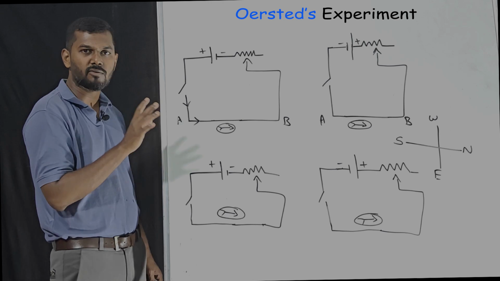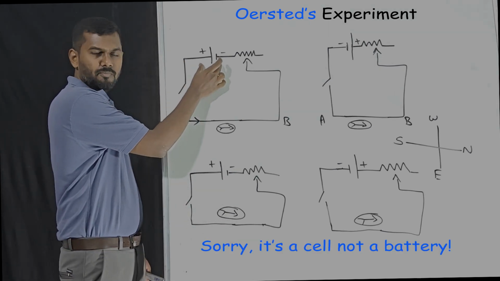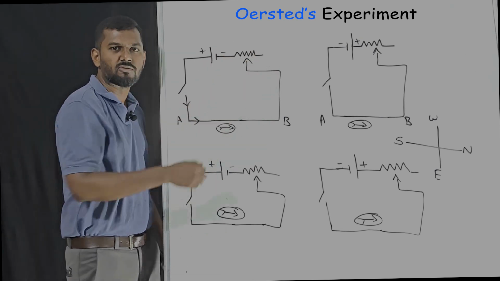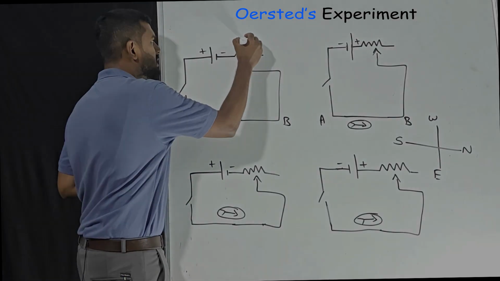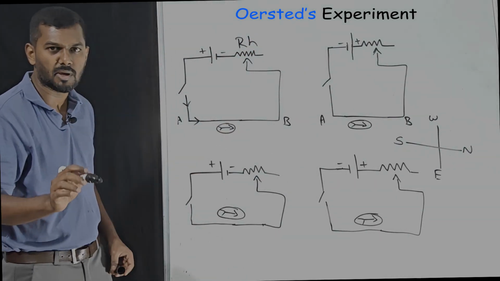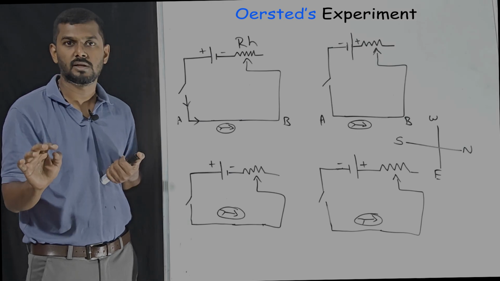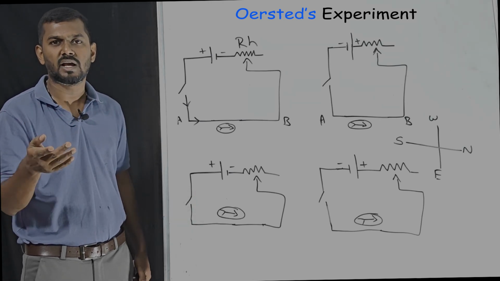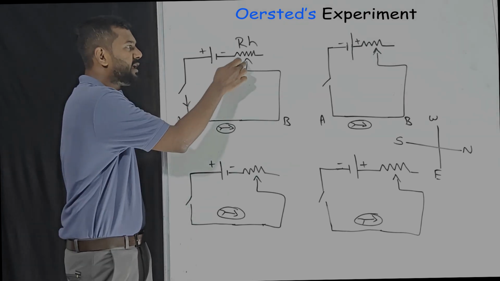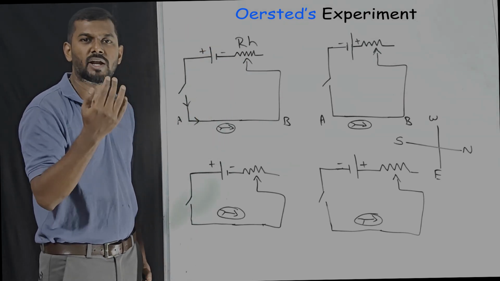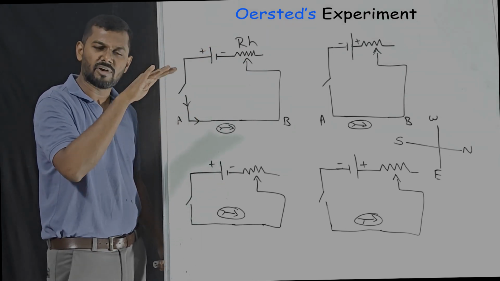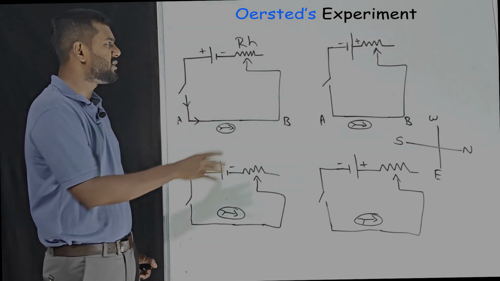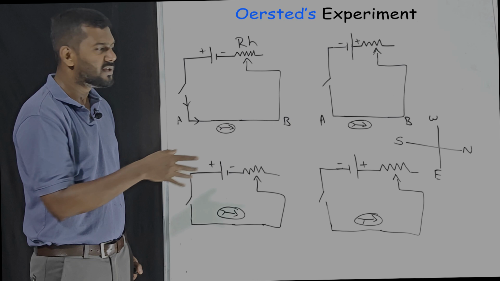So for that we require only a few things: battery, rheostat. See, rheostat we use. What is rheostat? First you should know. The symbol is RH. Rheostat is nothing but a variable resistor, so you can vary the resistance. We know resistance and current are inversely proportional. If I increase the resistance value, current value decreases in the circuit. If I decrease the resistance value, current value increases. Just for that purpose, we have rheostat in the circuit.